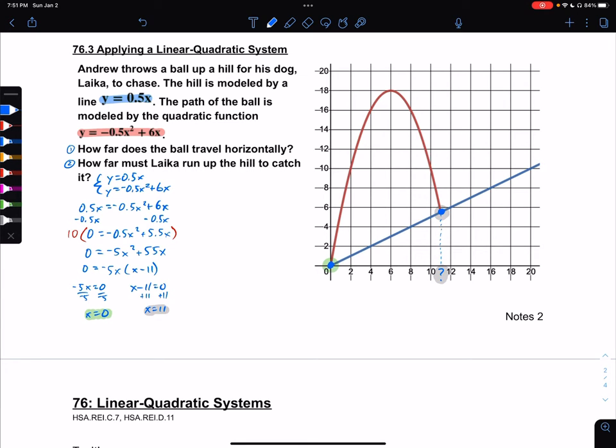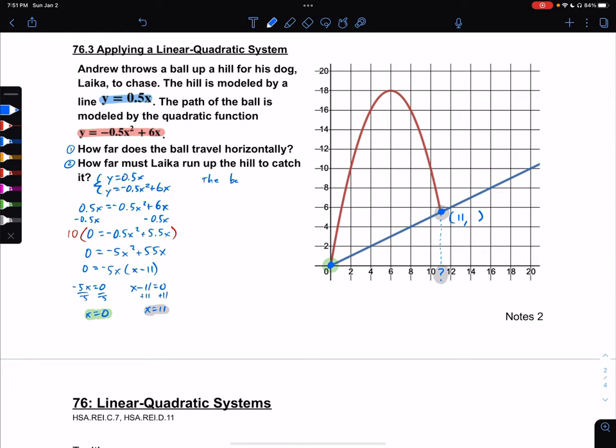So our first question is answered, right? How far does the ball travel horizontally? Well, we know that this coordinate point has an x value of 11. We don't know the y value yet, but we will figure that out. So how far does the ball travel horizontally?